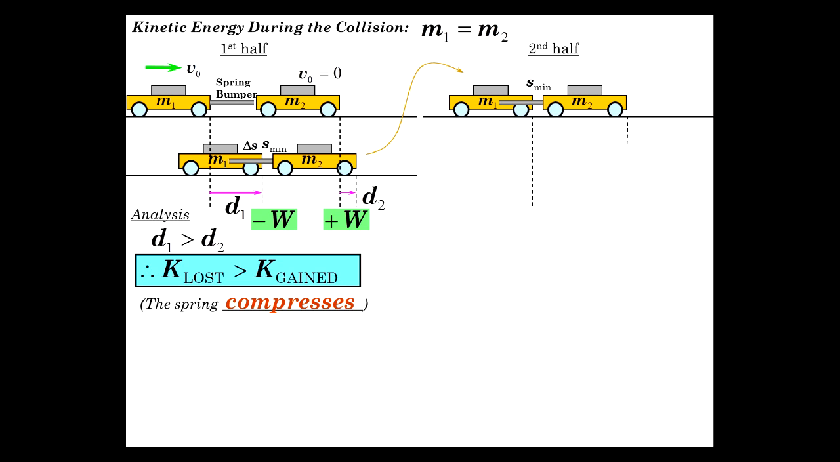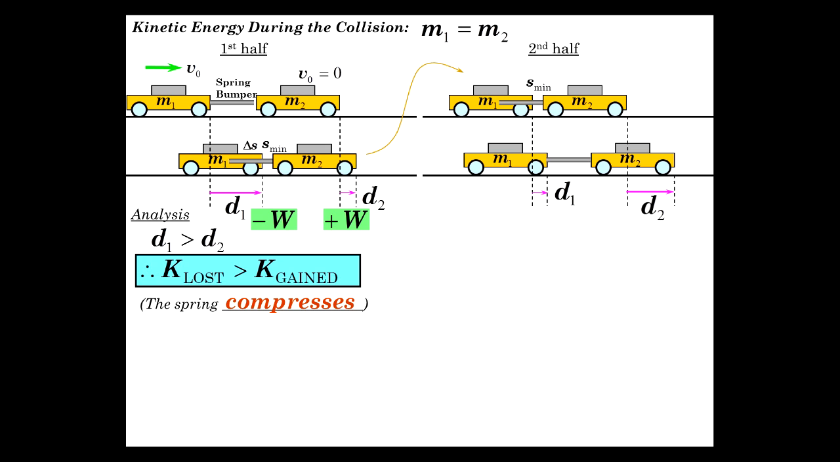During the second half, these two carts are moving together momentarily at the minimum separation, and then as the spring plunger shoves on this cart, it pushes them apart while they continue to move to the right. You see cart number 1 moving a little bit in the second half, but cart number 2 actually moves a lot as it continues to be accelerated by this plunger pushing out. So D1 is small, D2 is quite a bit larger. The opposite of what we saw in the first half.